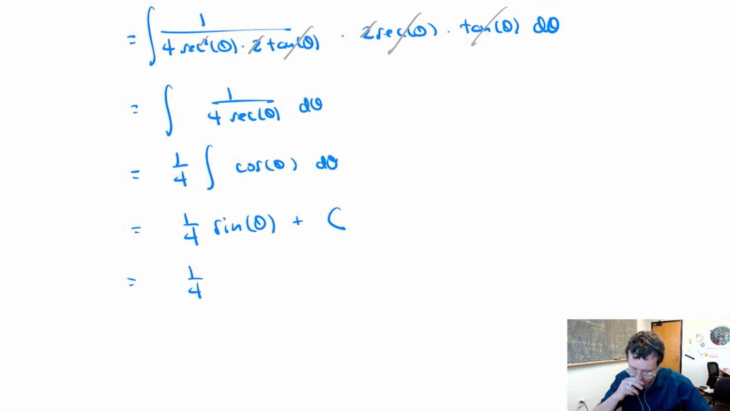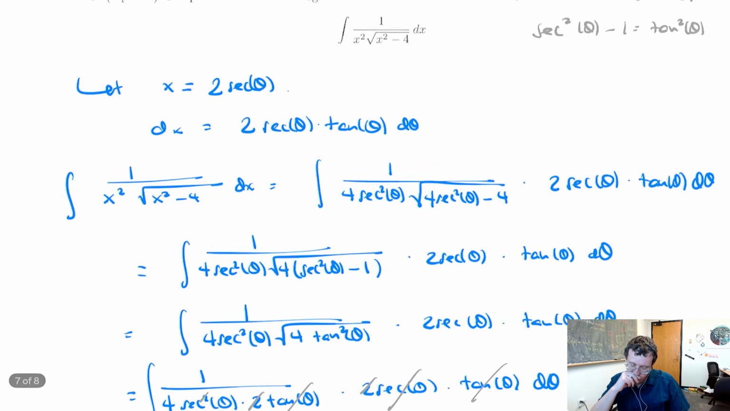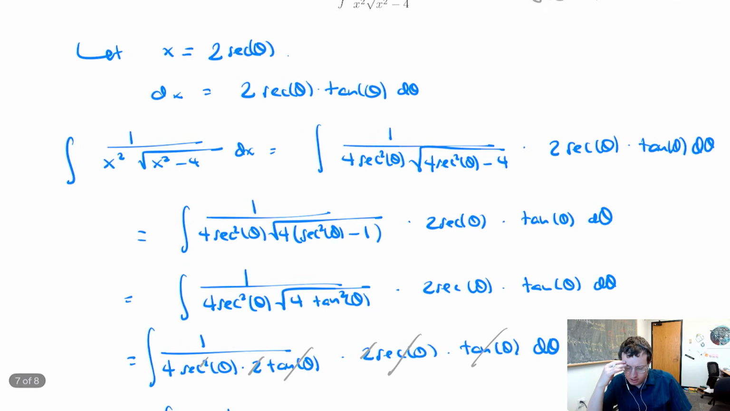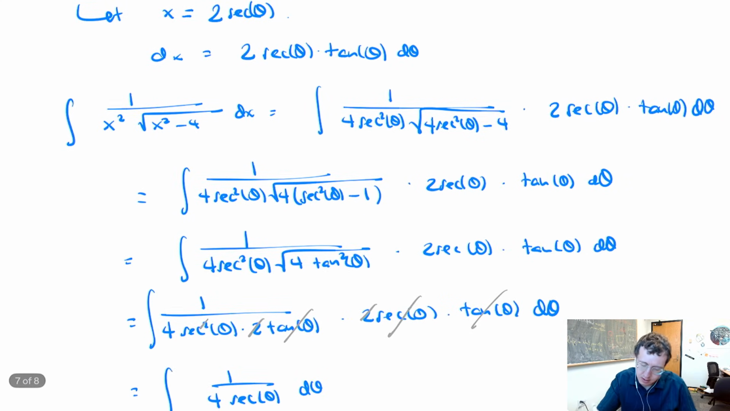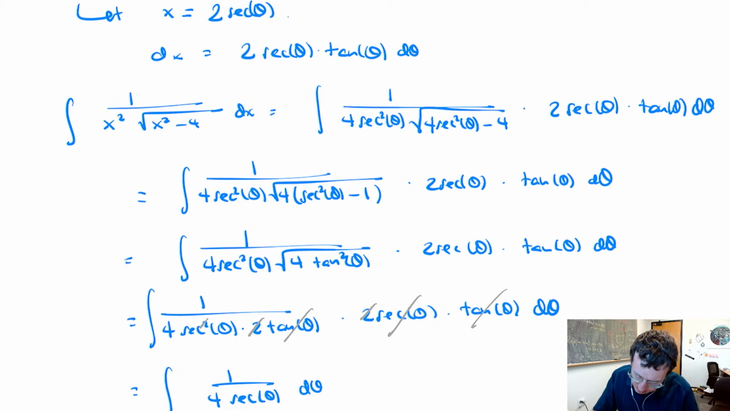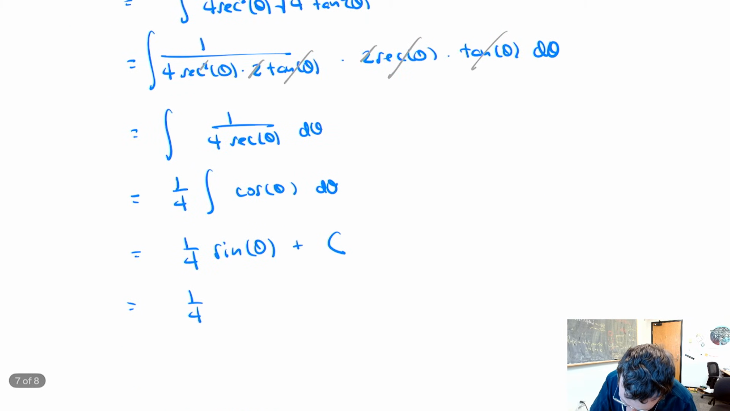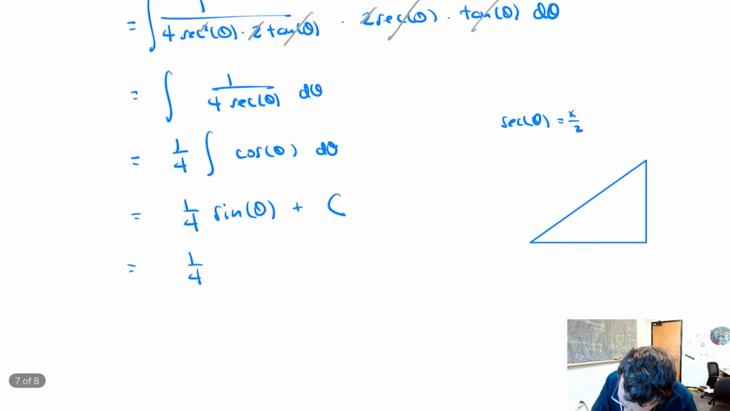This is a little annoying. We have to evaluate sine of theta to convert this back to something in terms of x. But we had x equals 2 secant theta, which means that secant theta is x over 2. So let me draw a right triangle. Secant is the reciprocal of cosine. So if secant theta is x over 2, cosine theta is 2 over x.